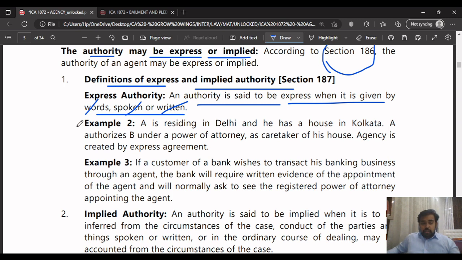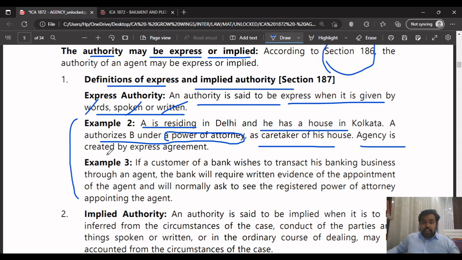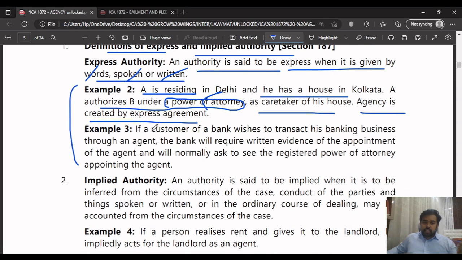So, the first example for express authority: A is residing in Delhi, he has a house in Kolkata, and he authorizes B under the power of attorney. This is very important. Under power of attorney, he authorizes B as the caretaker of his house. Agency is created by express agreement. This power of attorney is a written deed, a written contract, which is authorizing B to be the caretaker of his house in Kolkata. So that's how the relationship of principal and agent is formed here. It is a very easy one.